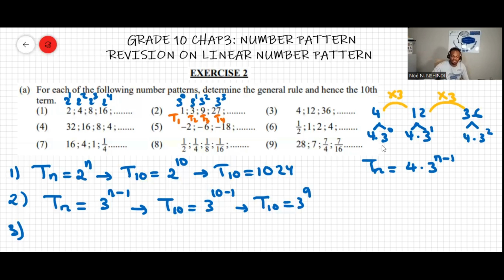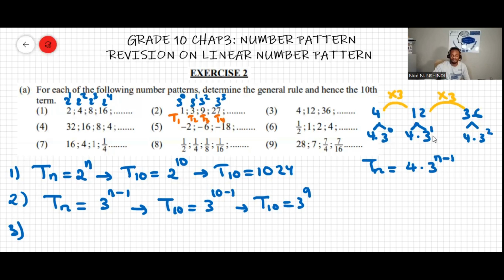36, and then you notice that we start with 4, and then 3 to the power of 0, 3 to the power of 1, 3 to the power of 2, and so on and so forth. So my pattern here will be 4 multiplied by 3 to the power of n minus 1. N minus 1 because the first term is 0. In case we sub 1 there, 1 minus 1, we're going to get 0. 3 to the power of 0 will be 1. 4 times 1 is just 4.